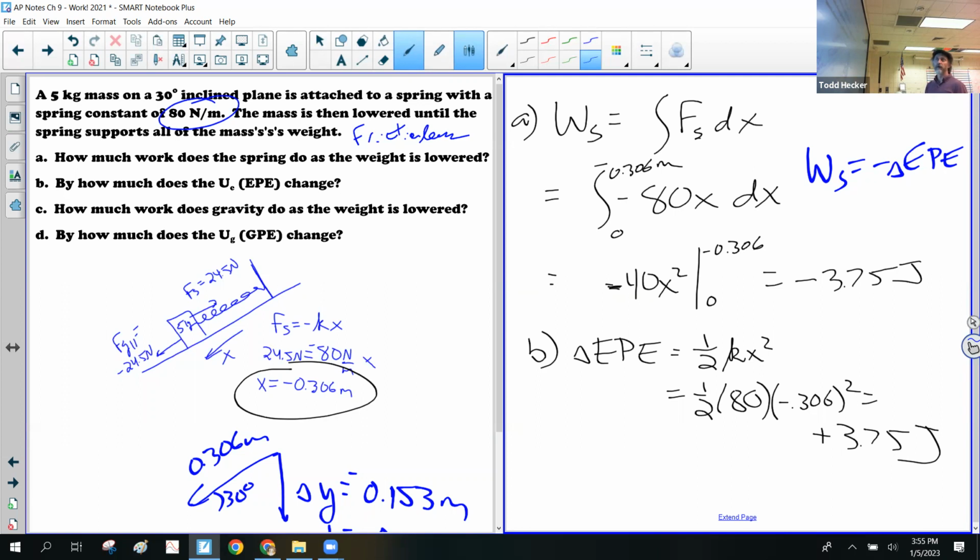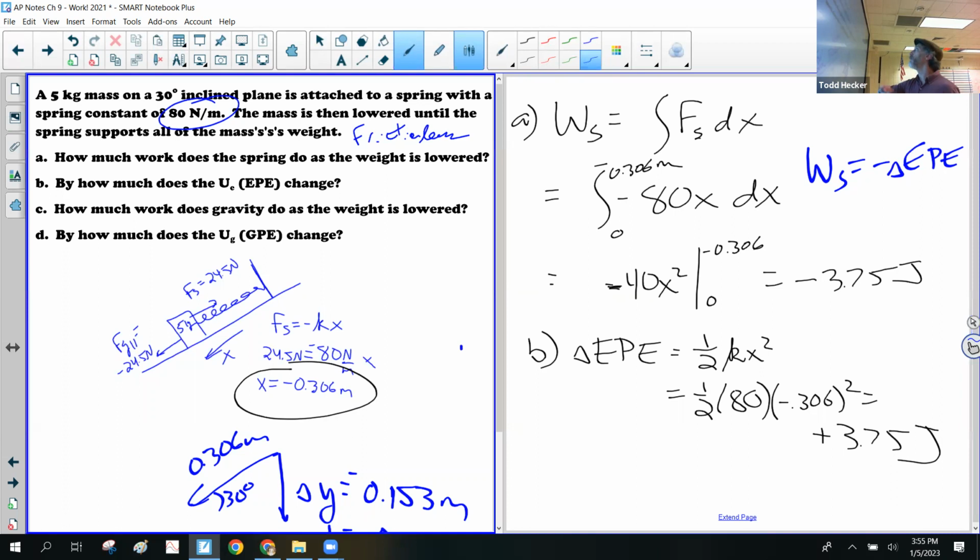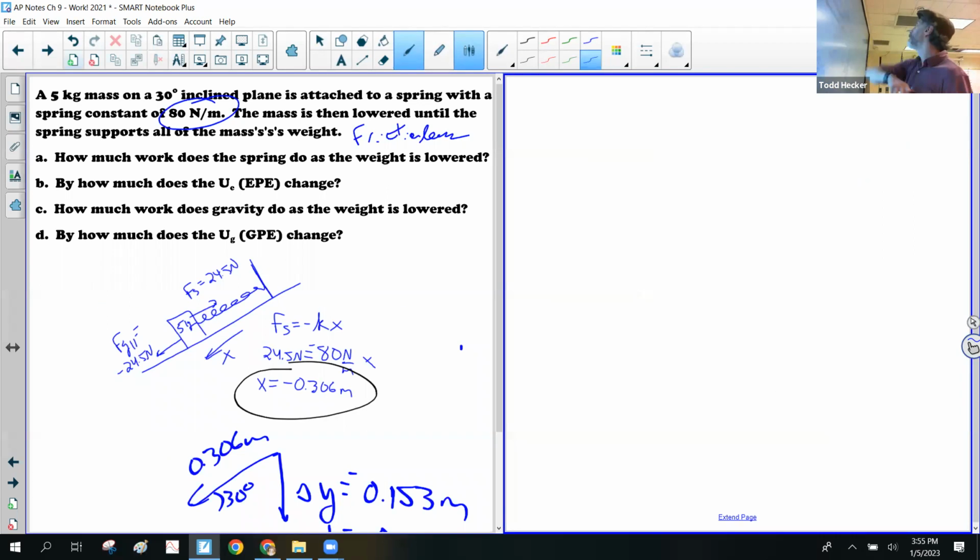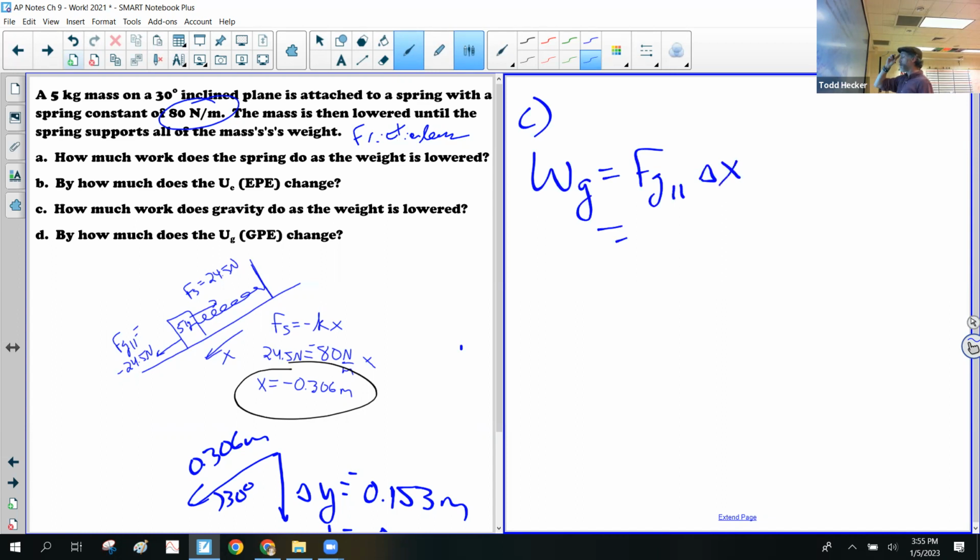And then how much work does gravity do? So let's do C and D. So C, how much work does gravity do? Well, the work done by gravity is F parallel times the displacement. So negative 24.5 newtons down the hill times negative 0.306 meters down the hill gives you 7.5 joules.